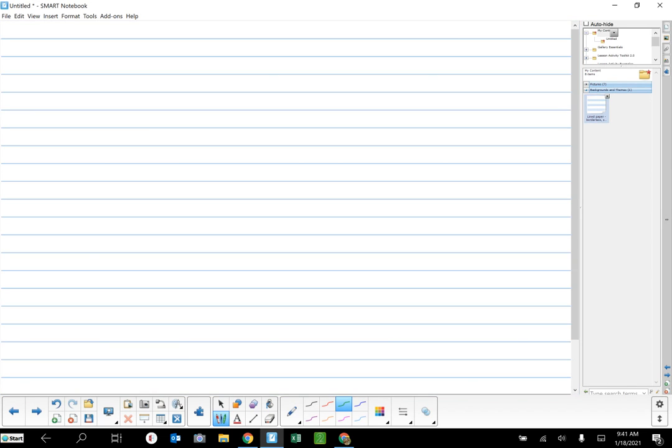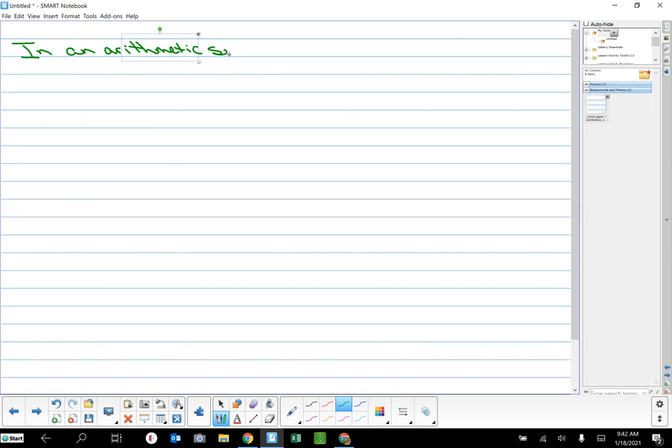Paper. All right. So we have those formulas, right? In an arithmetic sequence, A sub 1 equals 4, and D also equals 4. Find A sub n, so you need to find the nth term, and A sub 33.